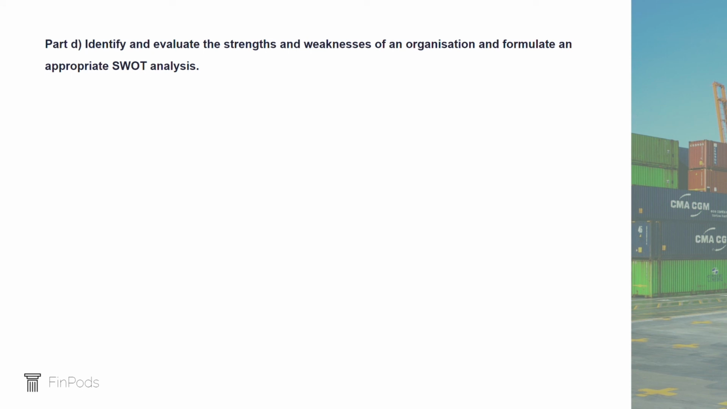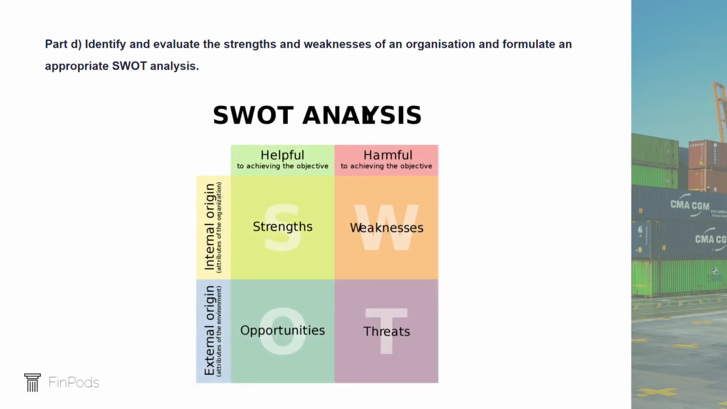Part D. Identify and evaluate the strengths and weaknesses of an organization and formulate an appropriate SWOT analysis. SWOT analysis summarizes the key issues from the business environment and the strategic capability of an organization that is most likely to impact on strategy development. This allows organizations to adopt and apply innovative methods and technologies to identify business problems and evaluate strategic options and manage solutions. Strengths and weaknesses are essential during the analysis of the organization's strategic capability.